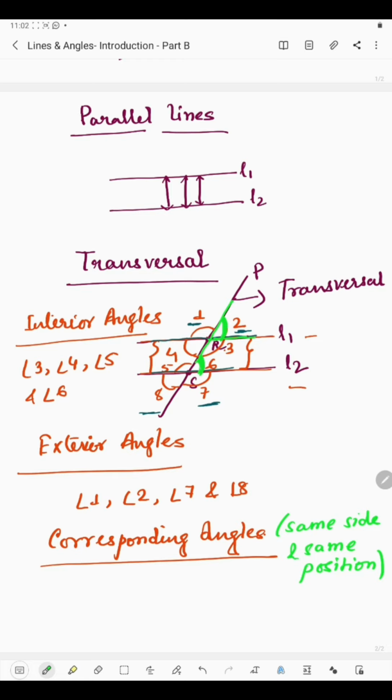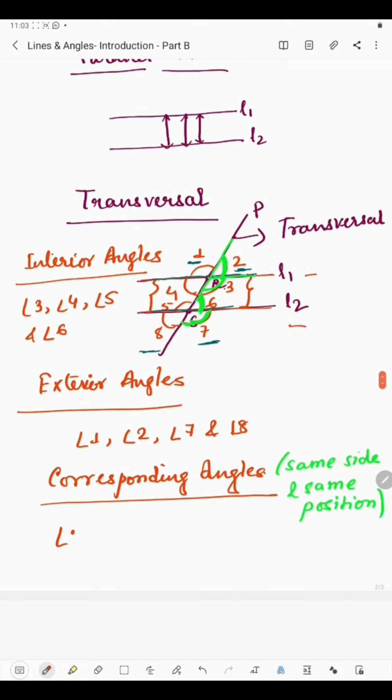Again, if you check the down one, these and this is also corresponding. So that means if you see the right side, then angle 2 and angle 6, this 2 and this 6 is the upper part. So here these two are corresponding. Again, if you check the down part, but the same side. Same side. So angle 3 and angle 7.